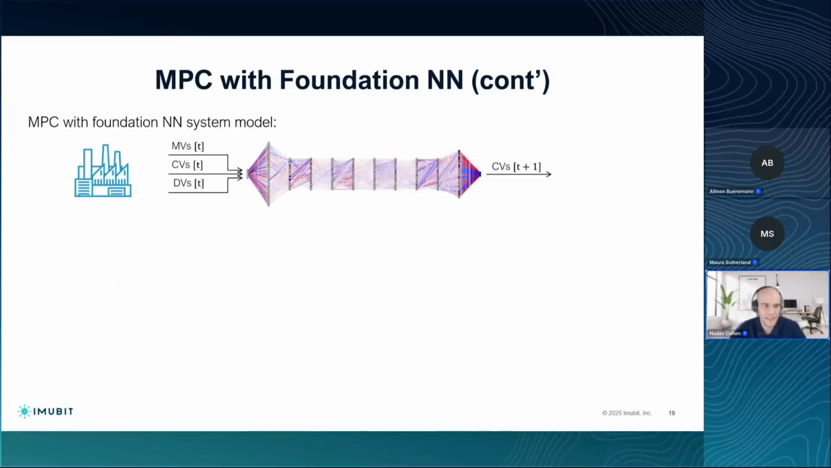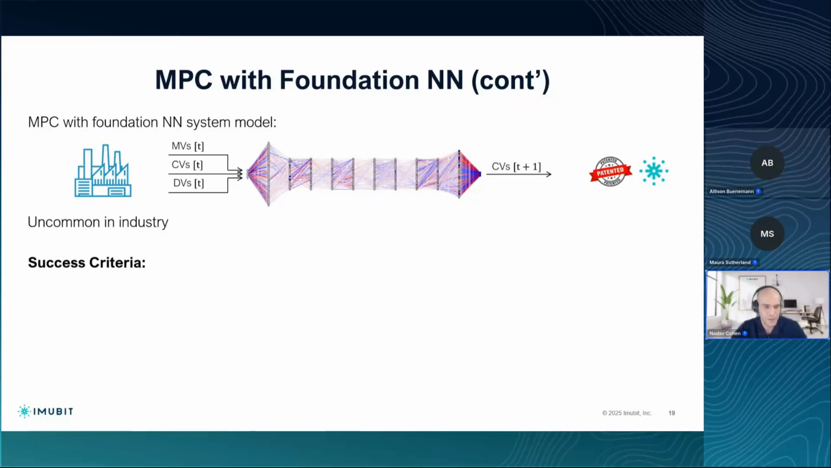And now let's finally get to MPC with a foundation neural network. Here, your system model is a foundation neural network. It's just an MPC with the system model being a foundation neural network. This is something that Immubit has patented. It is, to my knowledge, not very common in the industry. And actually at Immubit, even though it's patented, we do not use it for real-time control and optimization. It's used for offline analysis. The reasons why it is not used for real-time control and optimization will be described right now when we talk about the success criteria.